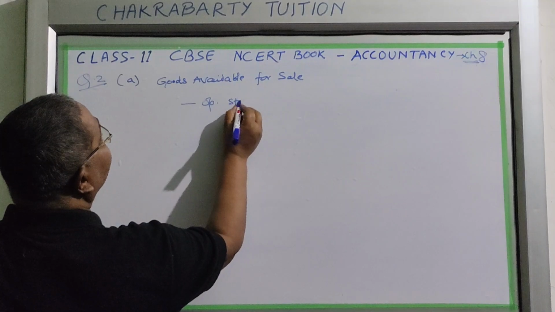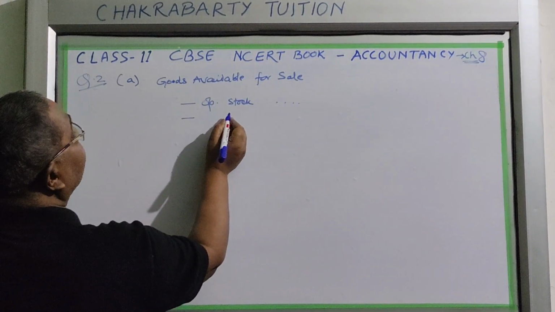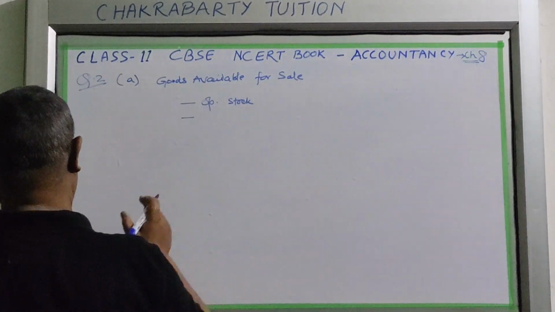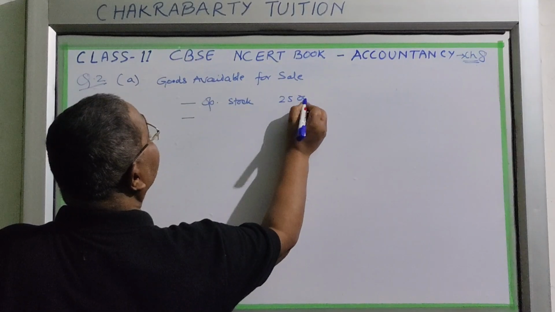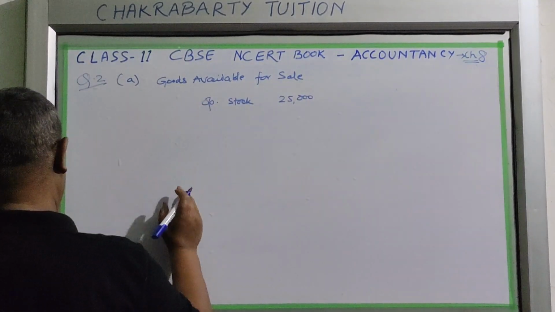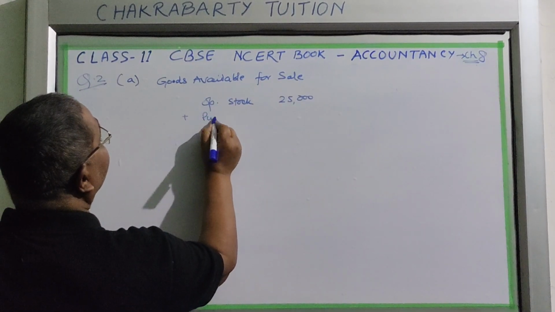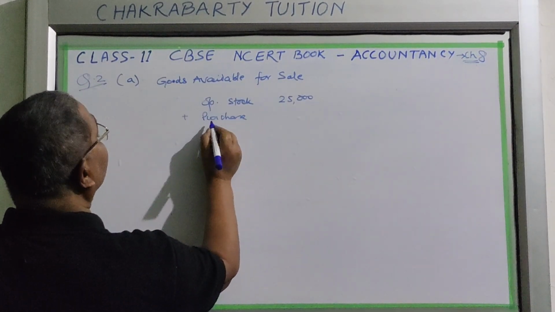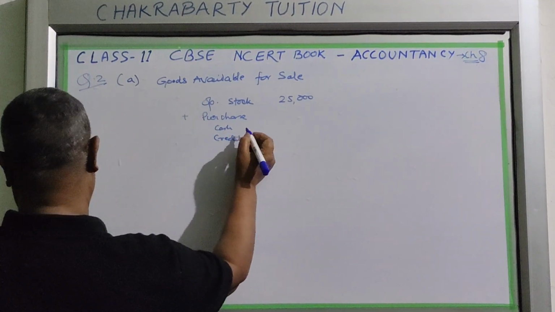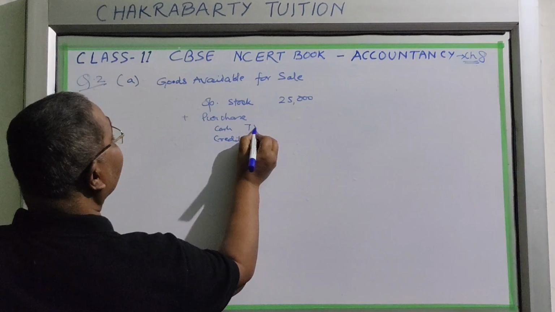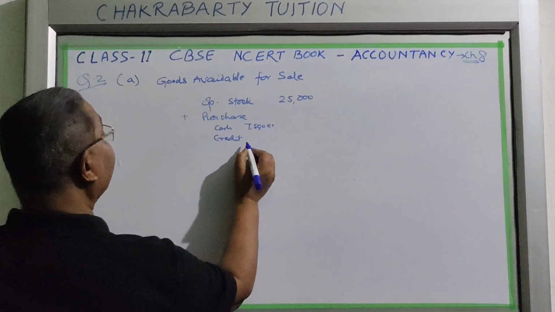Opening stock, whatever opening stock you have, you will write here. Then after opening stock, we will fill in the figures also. Opening stock is 25,000. Then the second item is purchases, plus purchases. Purchases here are given of two types, cash and credit. You have to take both types: cash 7,50,000 and credit 3 lakhs.